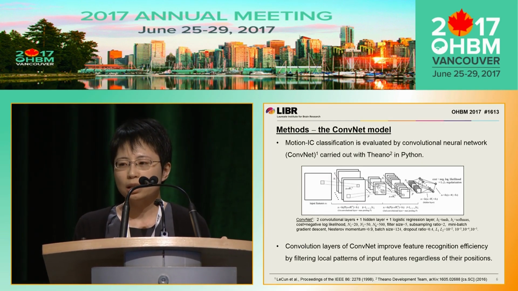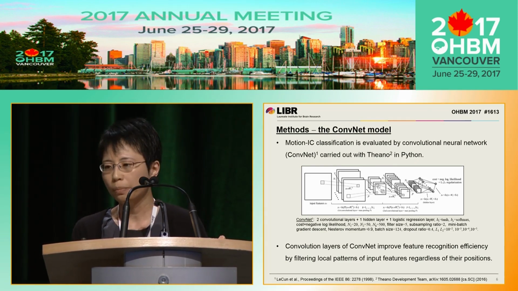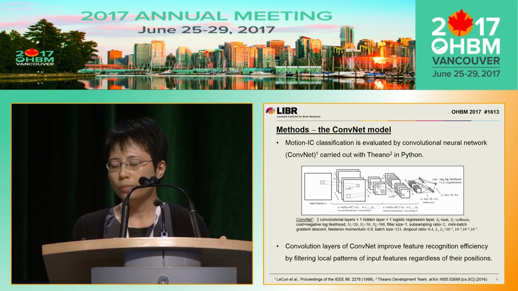The motion IC classification is evaluated by a convolutional neural network, or ConvNet, carried out with Theano in Python. This shows the ConvNet we used. It includes 2 convolution layers, followed by 1 or 2 hidden layers, then a logistic regression layer, and the output layer. We chose the ConvNet because of the convolution layers that improve the feature recognition efficiency by filtering the local patterns of the input features regardless of the positions.